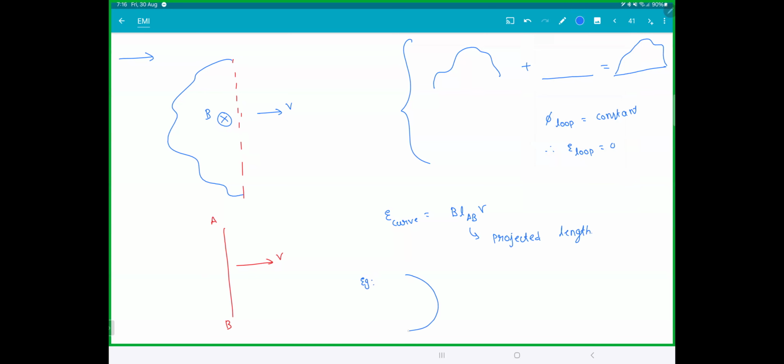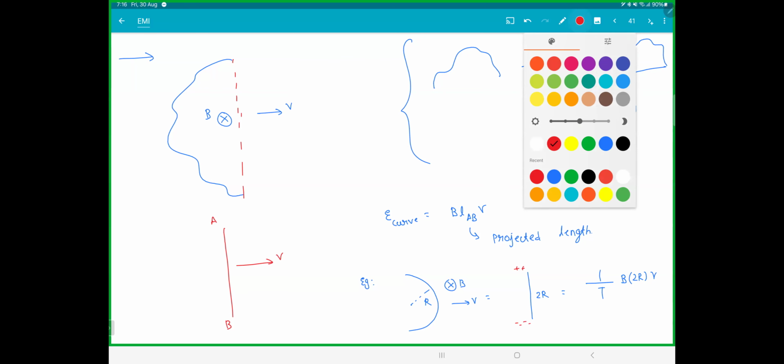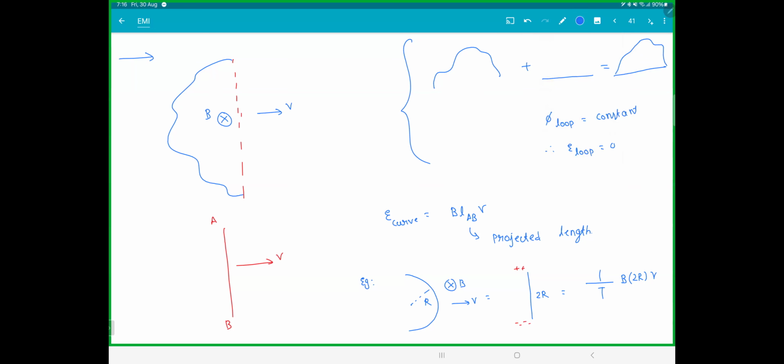Example. If they give you something like this, a semicircle, with magnetic field B and going with V, I can replace this with a rod of 2R. I can treat this as a battery, B into length into velocity, where this will act like a positive terminal and this like a negative terminal. Clear? Again, like I said, B must be uniform.